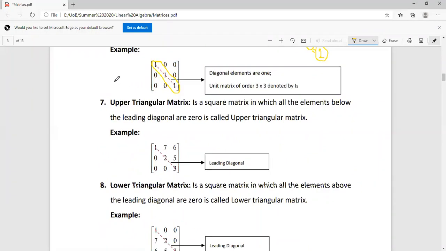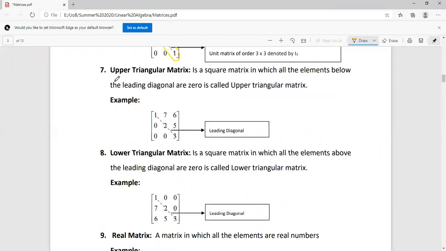Similarly, another form is the upper triangular matrix. An upper triangular matrix is when all the entries below the diagonal are zero. We call this an upper triangular matrix. If you look at this one, it becomes a triangle. All elements which are non-zero make a triangle. Below the diagonal are all zero. So we call it an upper triangular matrix.